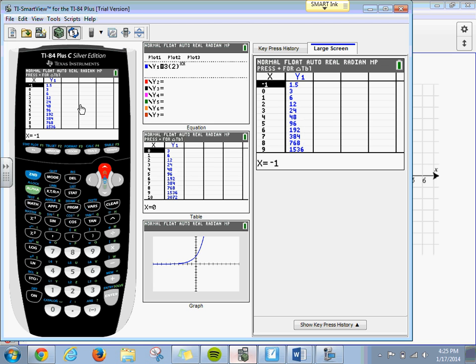If I look, I can have a negative. It's to the negative first power. We're looking at 1.5. Negative 2 is 0.75. And as we keep going, we can kind of see that it's going to get smaller and smaller and smaller. And it looks like it's not quite going to ever reach 0.